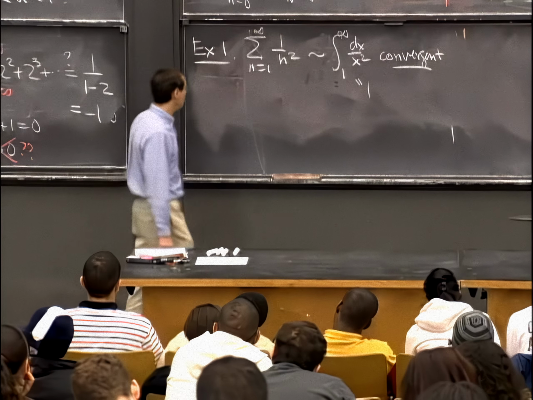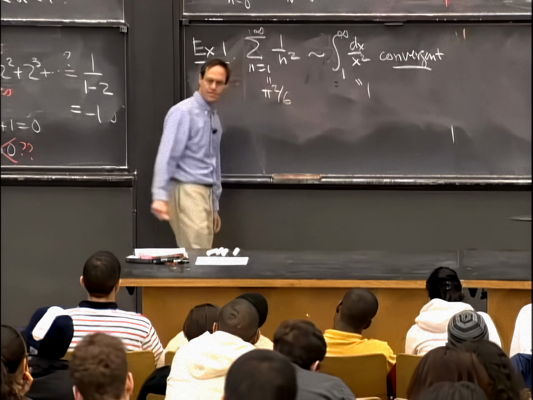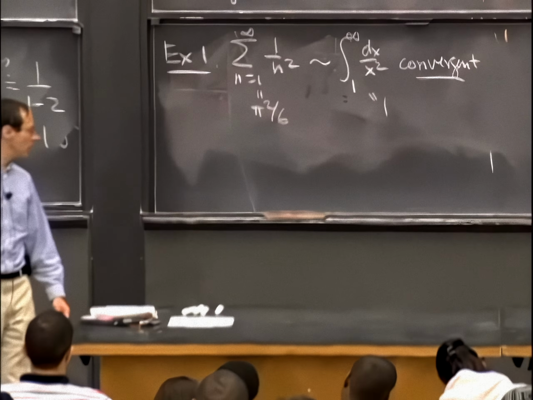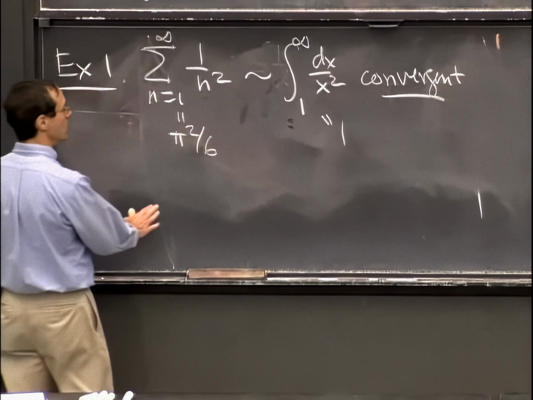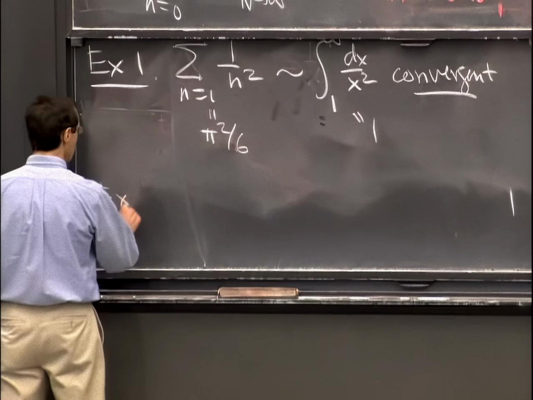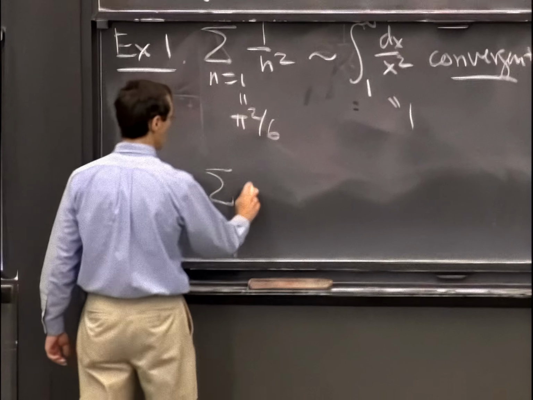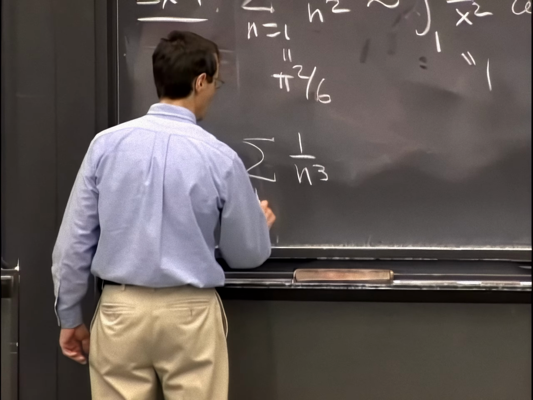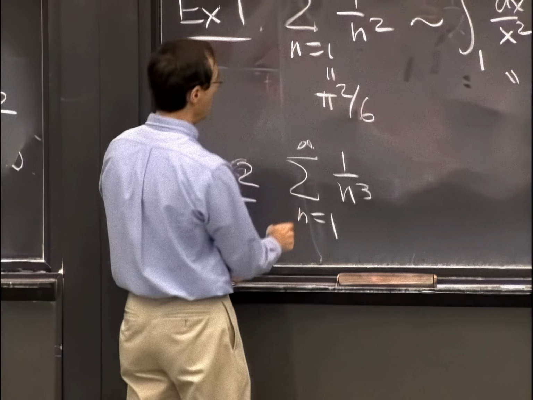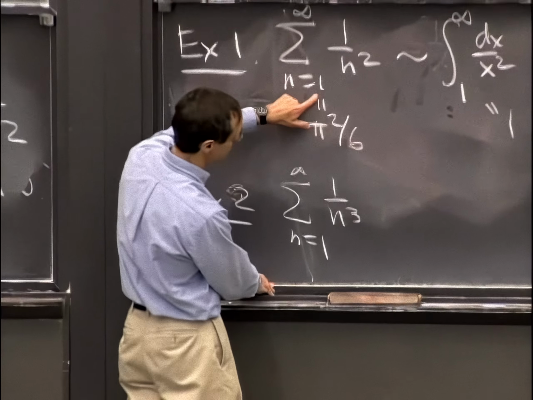And Euler did it, and the answer is pi squared over 6. Now that's an amazing calculation, done very early in the history of mathematics. If you look at another example, maybe example 2 here, the sum of 1 over n cubed, n equals, well, you can't start here at 0, by the way. I get to start wherever I want in these series. Here I started with 0, here I started with 1.